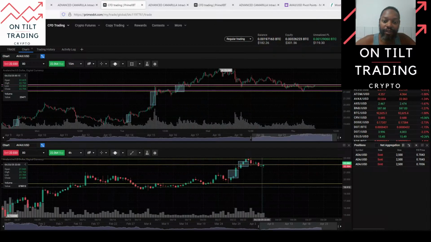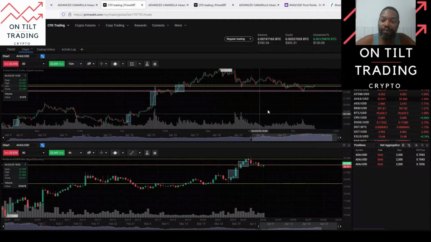calculated out. I'll just have to go in and punch them in once I am able to set a limit order if this particular trade idea plays out. But this is what I'm looking at for Avalanche this morning.